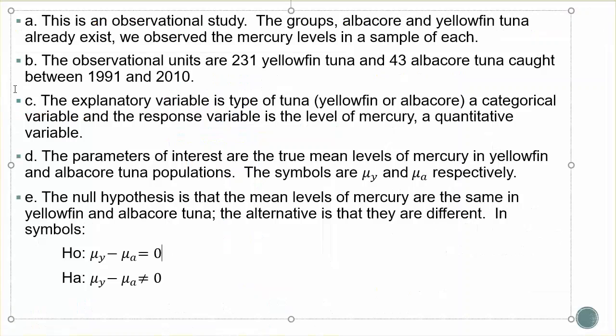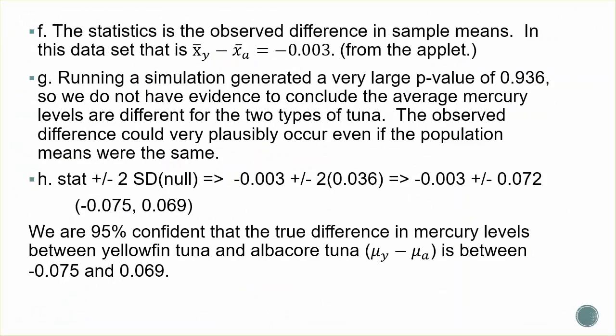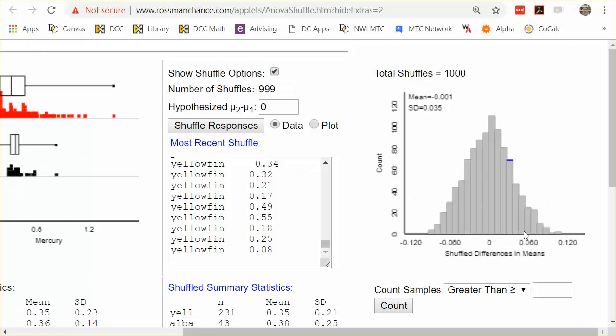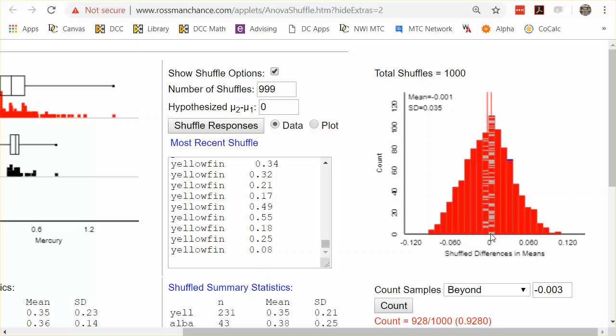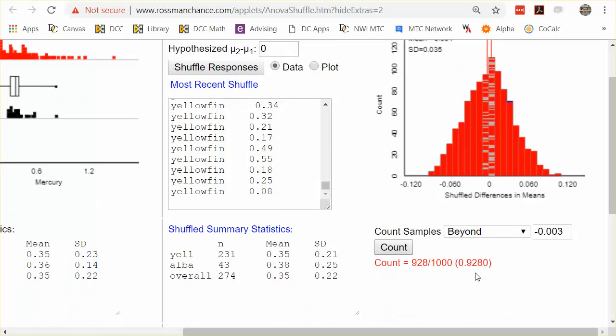And what was our observed difference? Negative 0.003. That's what we saw in the sample. So where is negative 0.003? Well, this is 0.06, so 0.003 is pretty small. It's got to be somewhere in here. Two-sided. So let's try negative 0.003. Let's do the count. Oh, sure enough, that's really close to 0. And so it turns out that 928 out of 1,000 of the random differences from the simulation are as extreme or more extreme as what we saw in our sample.